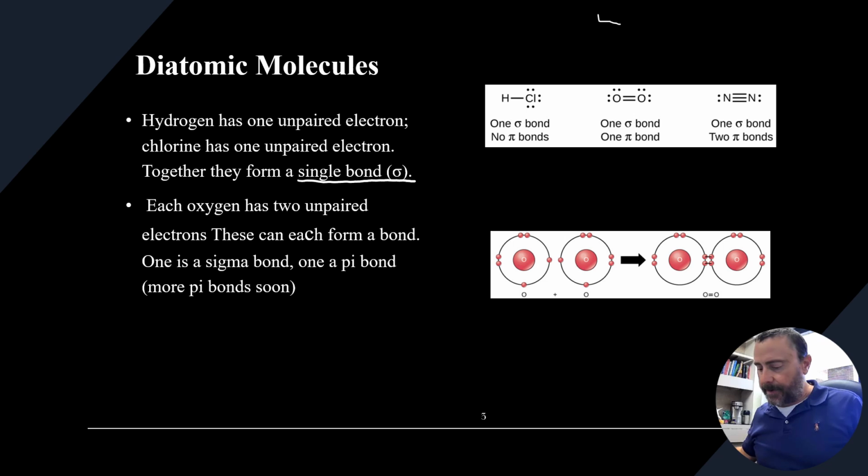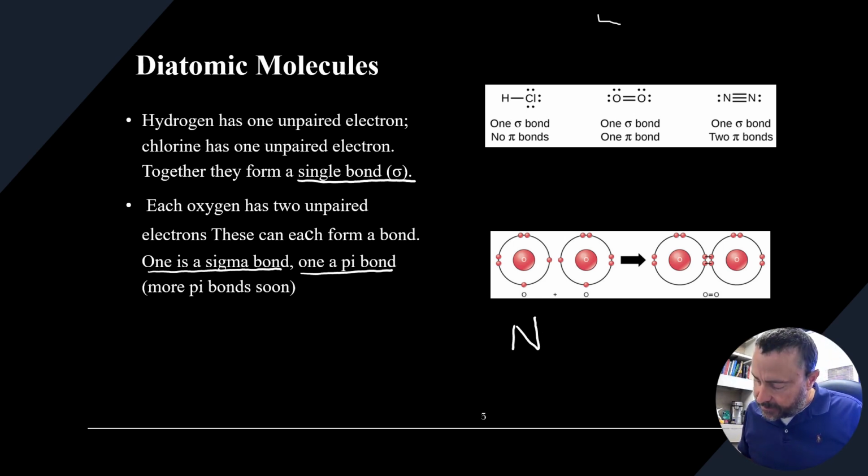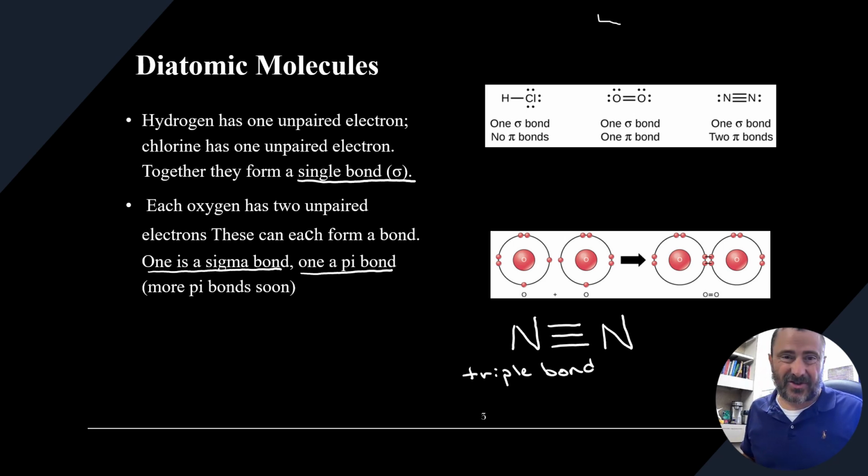Each oxygen here has two unpaired electrons, and these can each form a bond. And when we have two bonds, we've got a double bond. One of them is a sigma bond, and one of them is going to be called a pi bond. And I do want to point out then that when we had our nitrogens, they like to form triple bonds. And we're going to describe what the difference is between a sigma and a pi bond soon enough, but a triple bond is one sigma bond and two pi bonds.